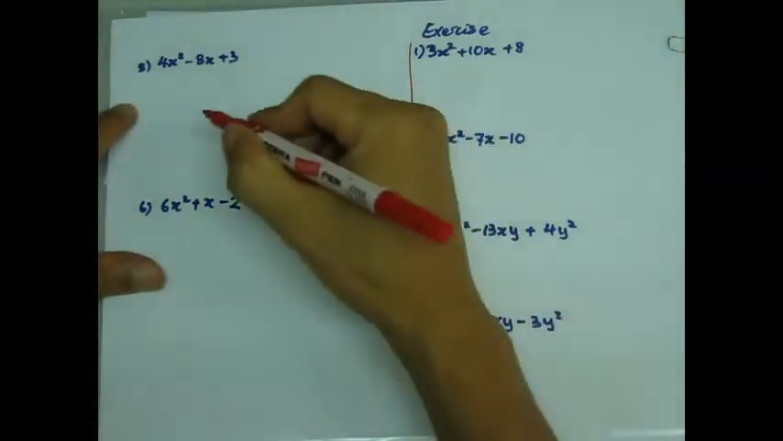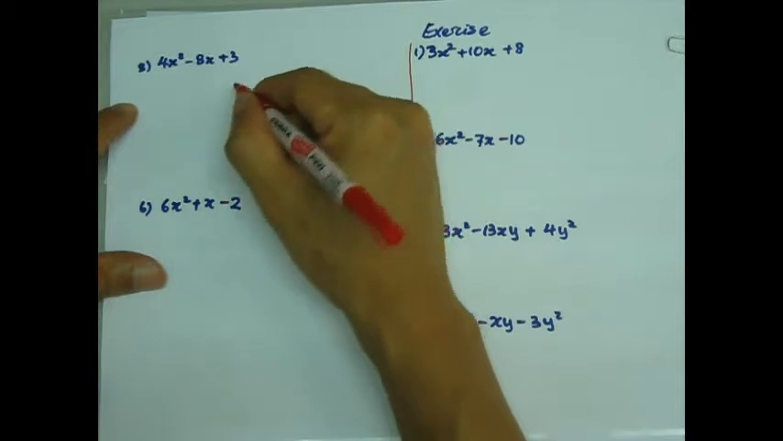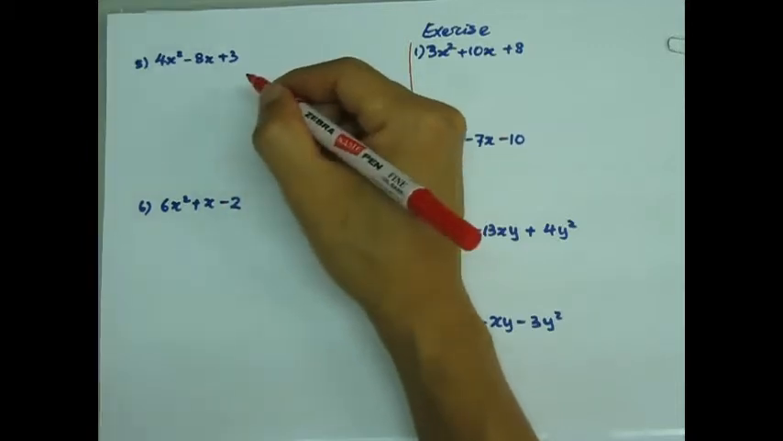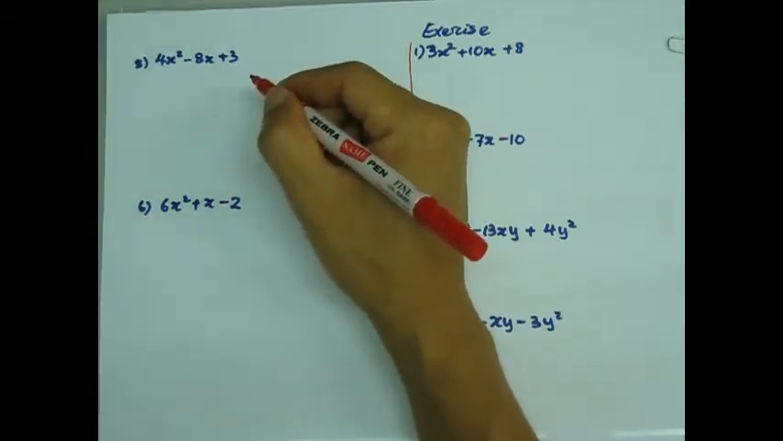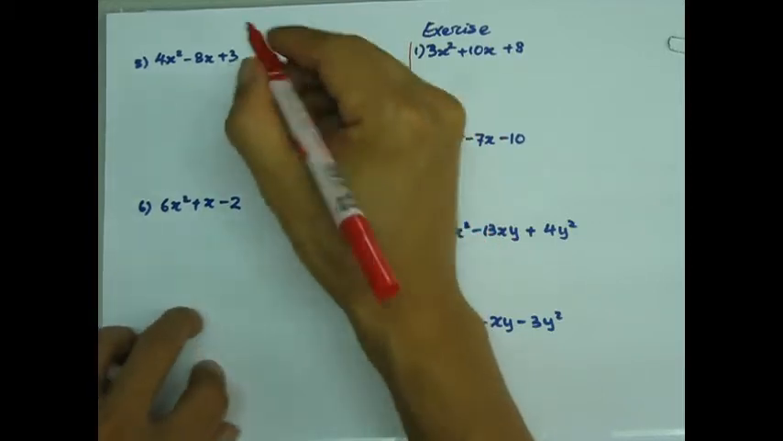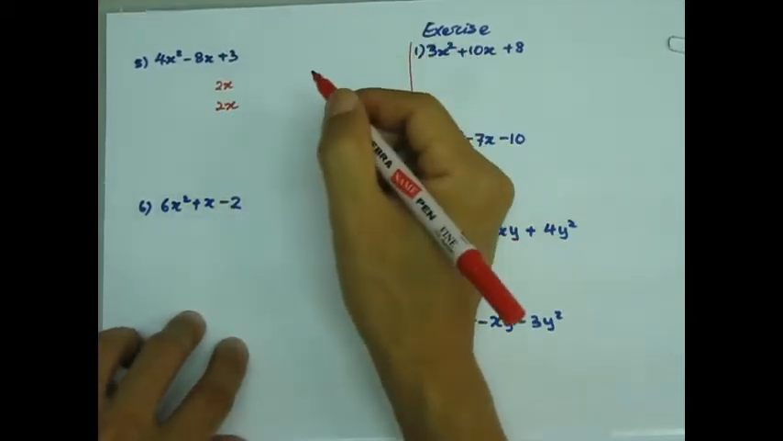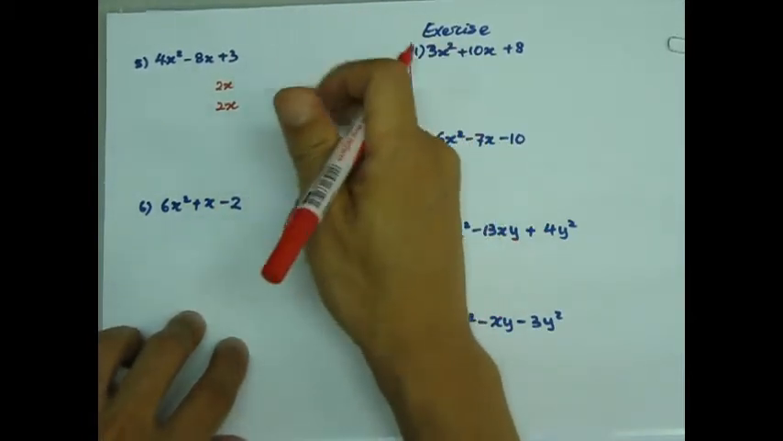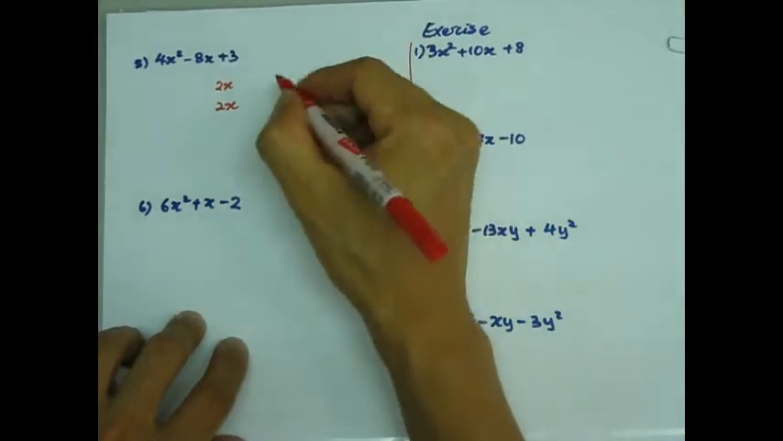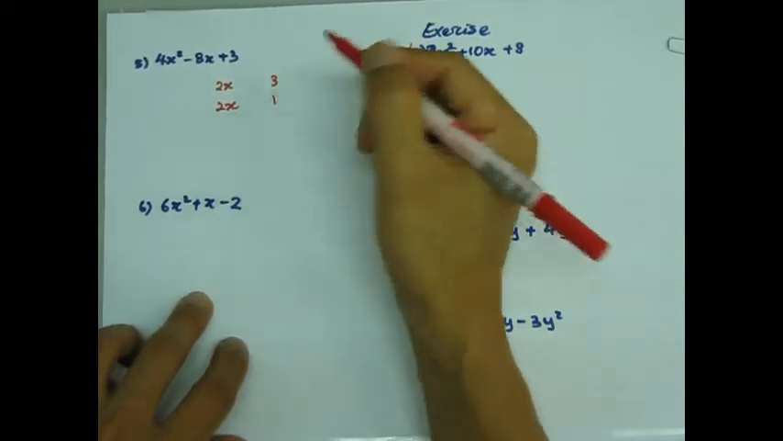4x squared. What do I have to multiply together that gives me 4x squared? Two choices, 2x times 2x or 4x times x. So which one do you want to go first? How about trying 2x and 2x just for fun? Alright, and then I need 3. I'm going to use, let's say, 3 and 1.